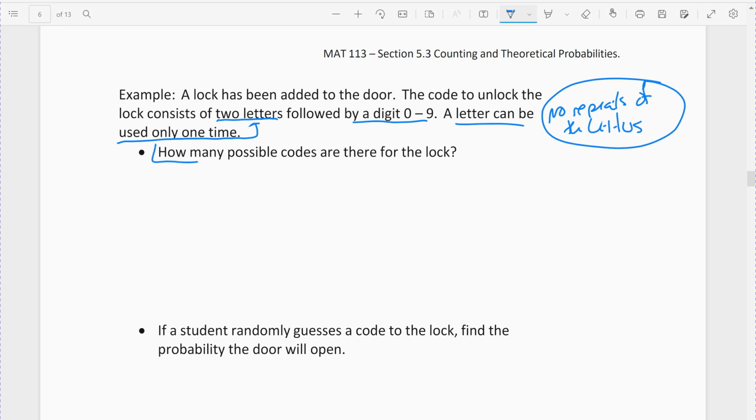All right, so the first question: how many? Remember, how many is just the count. How many codes are there? So this would be the big set, the total set, the total possible. Which is important because it's what I'm going to have to divide by.